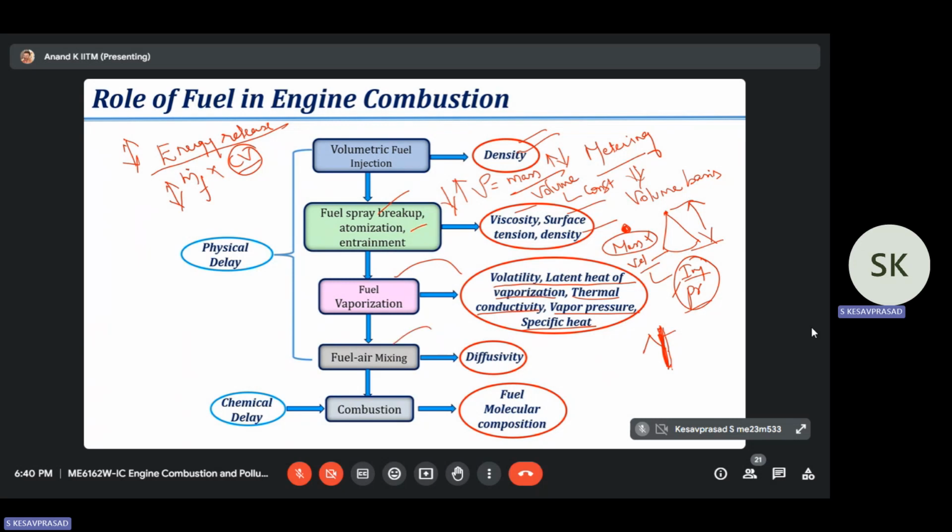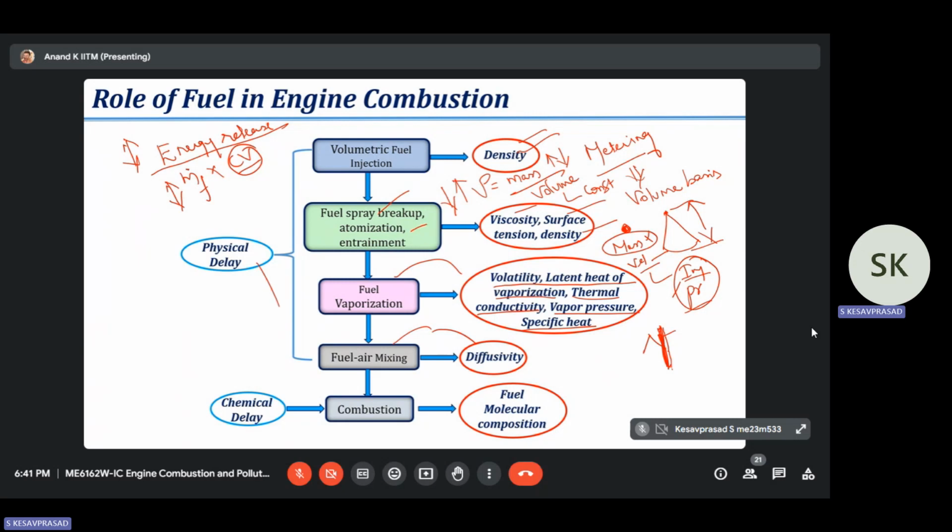Then mixing, fuel air mixing, is governed by diffusivity. Through Fick's law, you know that the diffusivity or diffusion coefficient affects the fuel air mixing event. It actually governs how the fuel spreads in the air. So fuel has to diffuse and spread in the air so that the mixing happens, and then the combustion event will start. Fuel and air have to mix in finite proportion. Fuel molecules should diffuse into air molecules so that you prepare an ignitable mixture. And this time elapsed is called the physical delay time.